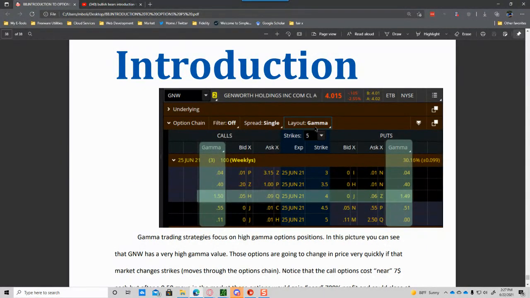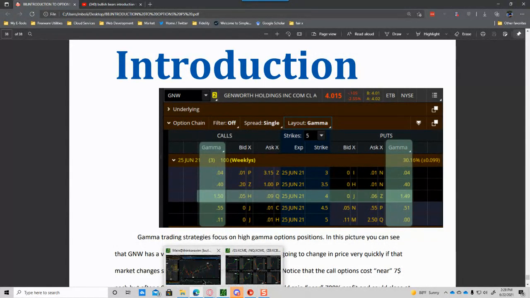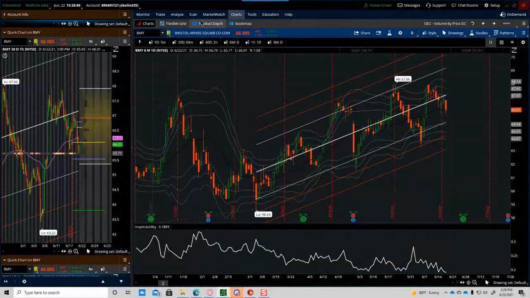The way that I trade these high gamma plays is that late on Wednesday or early on Thursday, I run a scan for high gamma. Thinkorswim makes that really easy to do. So we come in, go to scan.